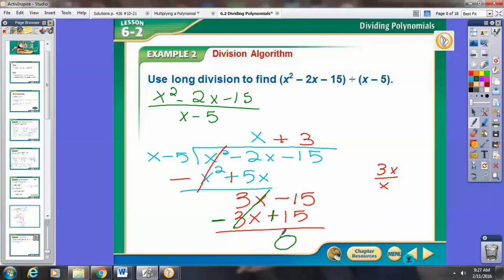We have a remainder of 0. So my answer is x plus 3.